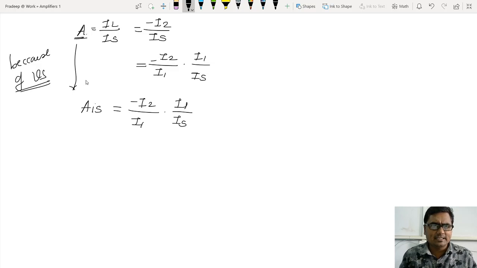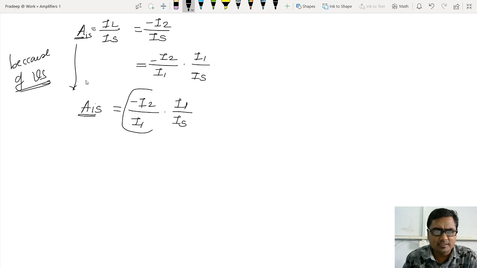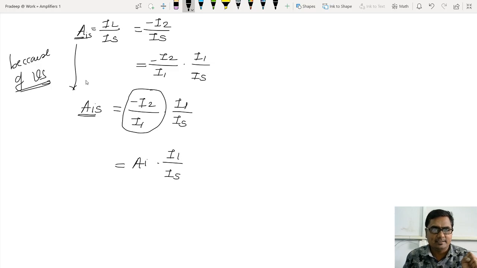Even at the start, if you write AIS, then also it is okay, no problem at all. But we have used the new term, that's why I started with the old one, that is A is equal to IL by Is. If it is a gain with reference to the voltage source, I have to change the notation from A to AIS. Now what is this minus I2 divided by I1? It simply shows AI, that is current gain without considering the voltage source. So AIS is AI multiplied by I1 divided by Is.